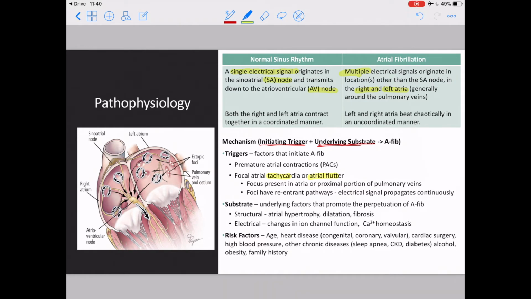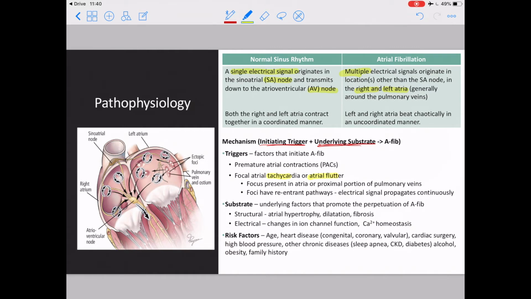And then you also need a substrate. So these are the underlying factors that promote the perpetuation of AFib. And these can either be structural or electrical. Some examples of that would be atrial hypertrophy, dilatation, or fibrosis for structural. And then electrical, you can have changes in ion channel functions or changes in calcium homeostasis as well.